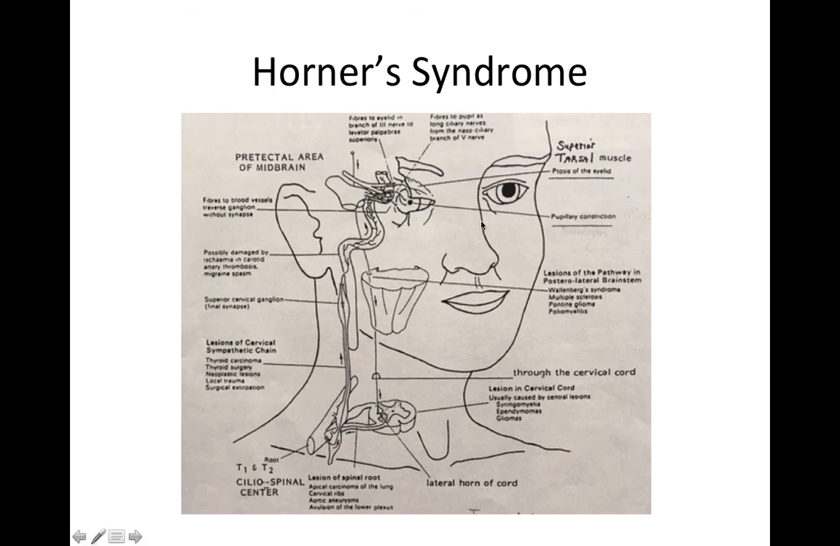So look over this picture. It shows you the different deficits that are associated. Here it's correlating the sympathetics from the thoracic area of the cord that are going through that superior cervical ganglia into the orbit, and then it lists all the deficits that are associated as well.